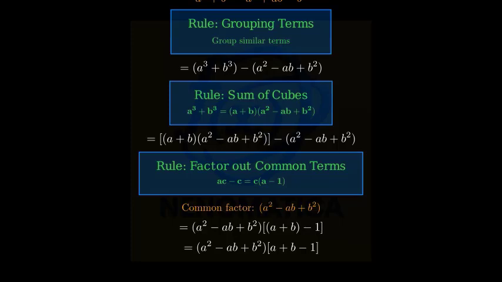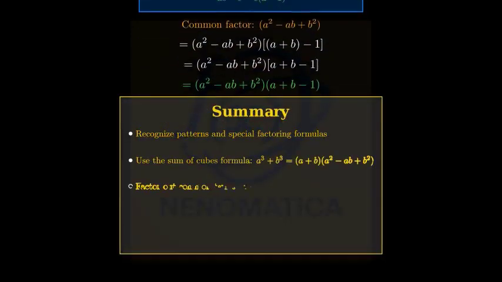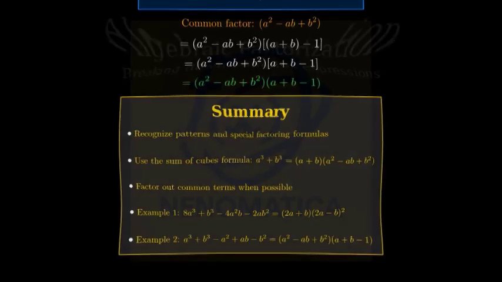Let's summarize what we learned about factoring polynomials with multiple variables. We saw that recognizing patterns and special factoring formulas is key to success. The sum of cubes formula: a³ + b³ equals (a + b)(a² − ab + b²).